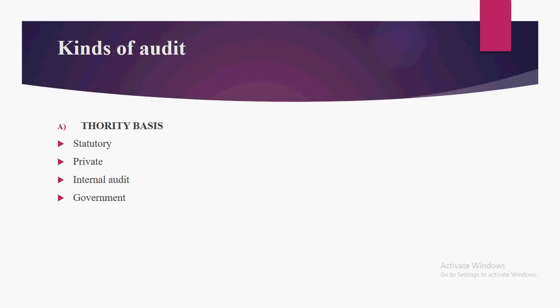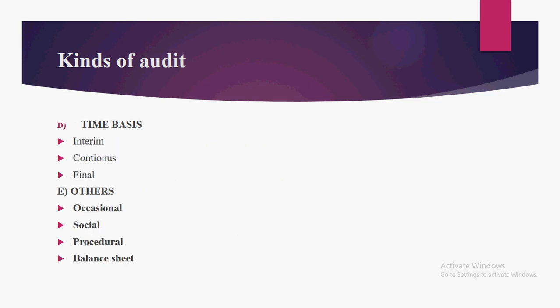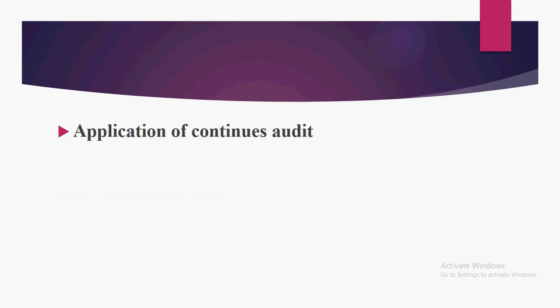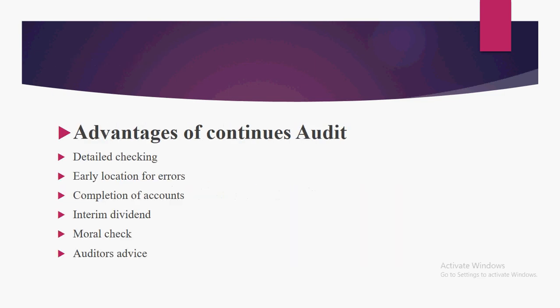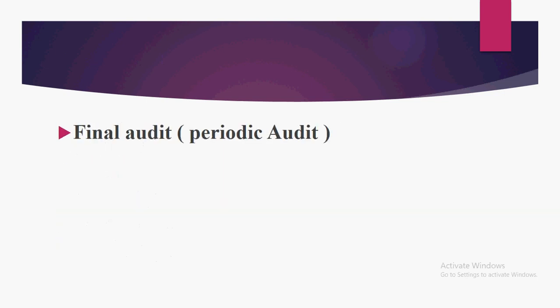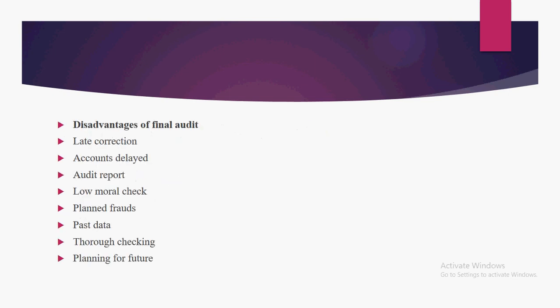We have discussed auditing, we have discussed scope based auditing, purpose based auditing, and we have discussed continuous audit, characteristics of the continuous audit, application of the continuous audit, some advantages and disadvantages of continuous audit, precautions of continuous audit, and we have discussed final auditing, some advantages of final auditing and some disadvantages of final auditing.